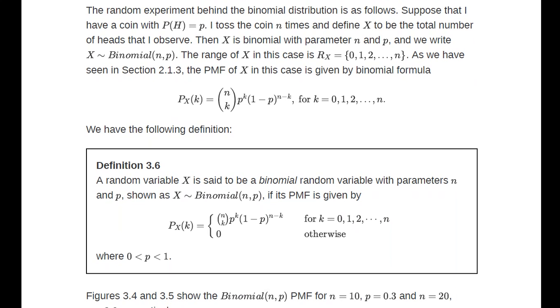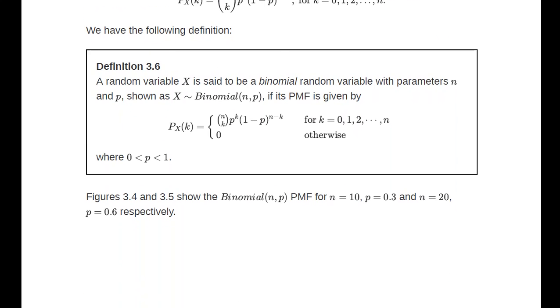We have the following definition. Random variable X is said to be a binomial random variable with parameters n and p, shown as X distributed as Binomial(n, p), if its probability function is given by P_X(k) equals n choose k times p to the power k times 1 minus p to the power n minus k for k equal 0, 1, 2, until n, and 0 otherwise, and p is between 0 and 1.